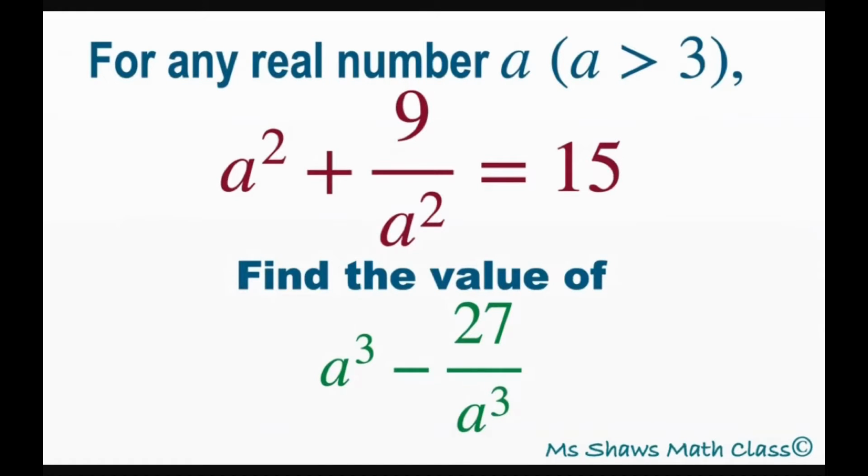Hi everyone. For any real number a, where a is greater than 3, we have a squared plus 9 divided by a squared equals 15. We're going to find the value of a cubed minus 27 divided by a cubed. And basically all we're going to be doing is using advanced factoring techniques.